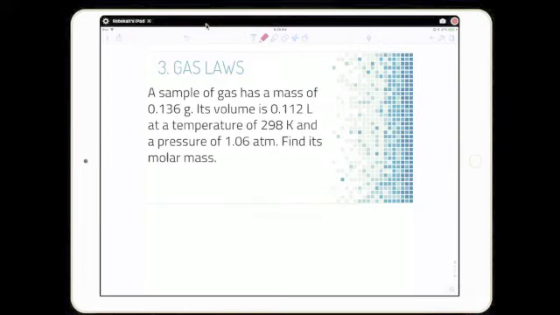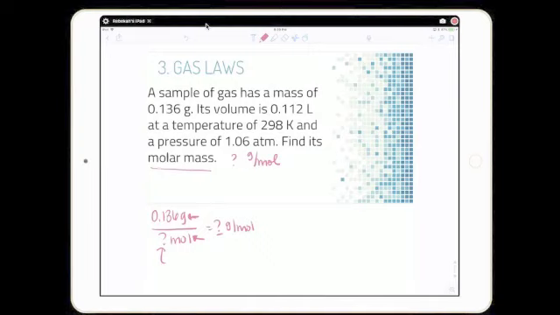Alright, next one. A sample of gas has a mass of 0.136 grams. Its volume is 0.112 liters, at a temperature of 298 K and a pressure of 1.06 atm. Find its molar mass. So remind me really quick, molar mass is equal to grams per mole, correct? So that's what I really want to find. They give me the mass, so 0.136 grams, but I need to know how many moles to get grams per mole, right? That would be molar mass. So I need moles. That's really what they're asking me for.